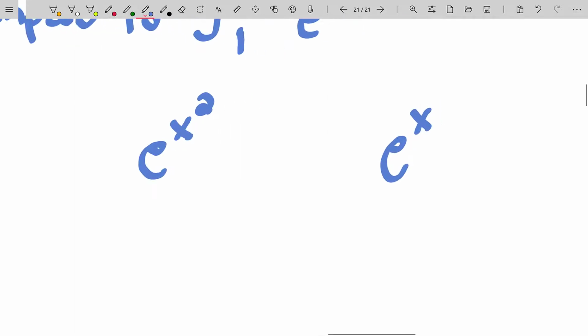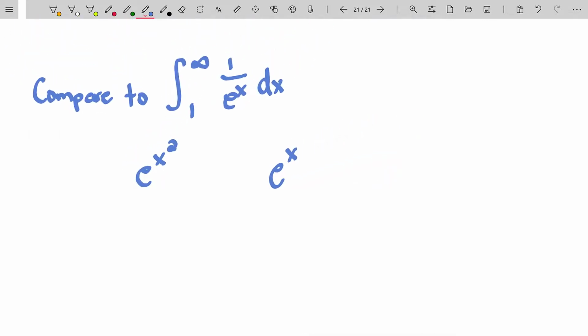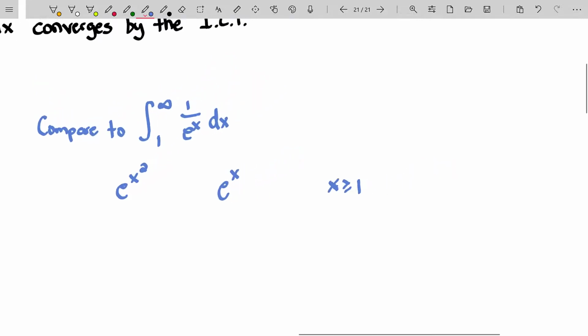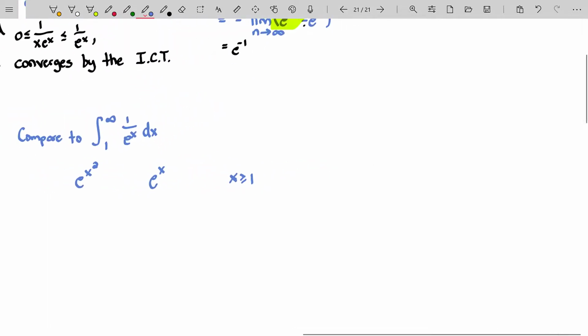Well, in this case, it's somewhat obvious which one is going to be greater than the other as long as x is greater than 1. Technically greater than or equal to 1. Probably a good way to see this is to compare x squared to x itself.